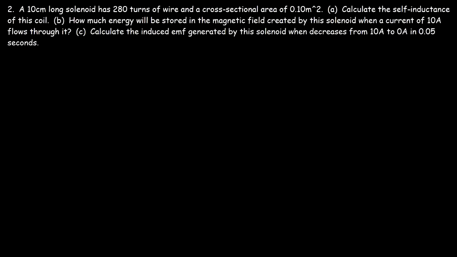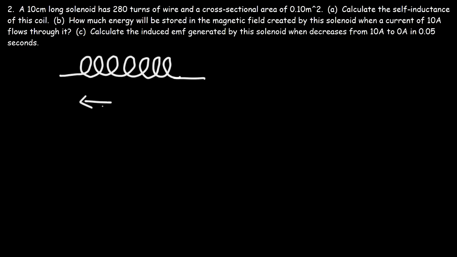Number 2. A 10 centimeter long solenoid has 280 turns of wire and a cross-sectional area of 0.10 square meters. Calculate the self-inductance of this coil. So let's draw a picture. So we have a solenoid with many turns of wire, and we have the length. It's 10 centimeters. And our goal is to calculate the inductance of this coil.